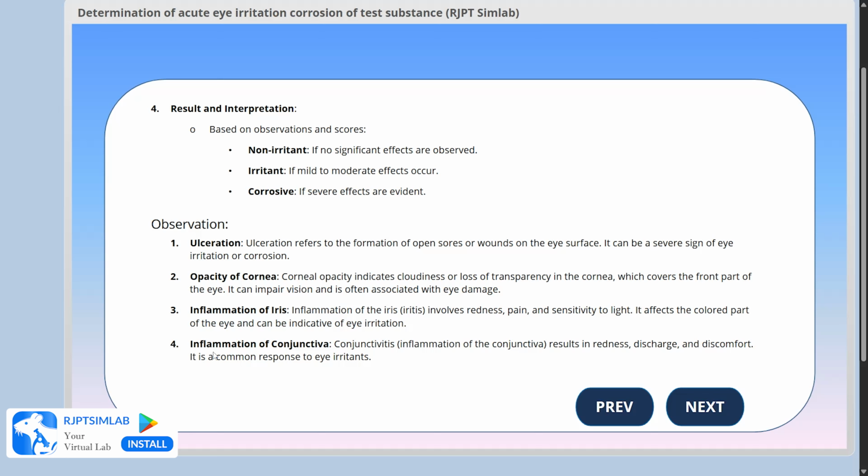Then the fourth effect is the inflammation of the conjunctiva. Conjunctivitis is a disease of inflammation of the conjunctiva, a part of the eye, and results in redness, discharge, and discomfort. It is a common response to eye irritants. These are the four different effects which we will observe while performing the experiment.